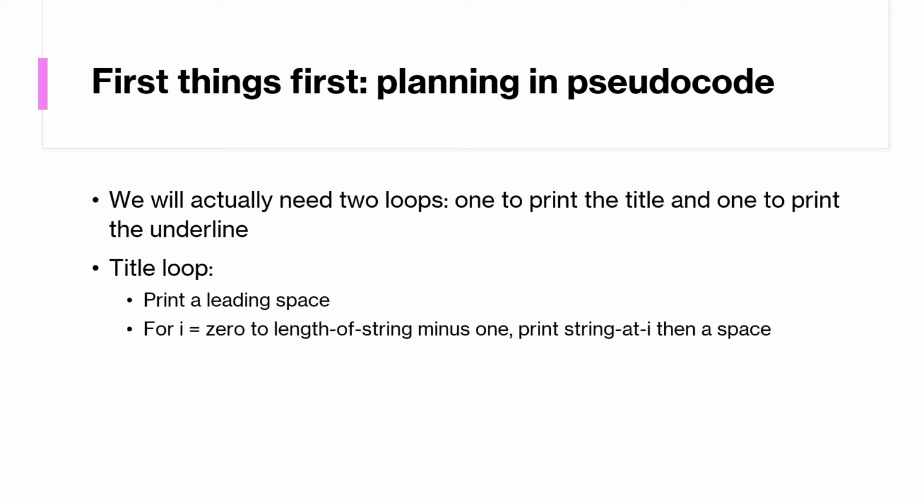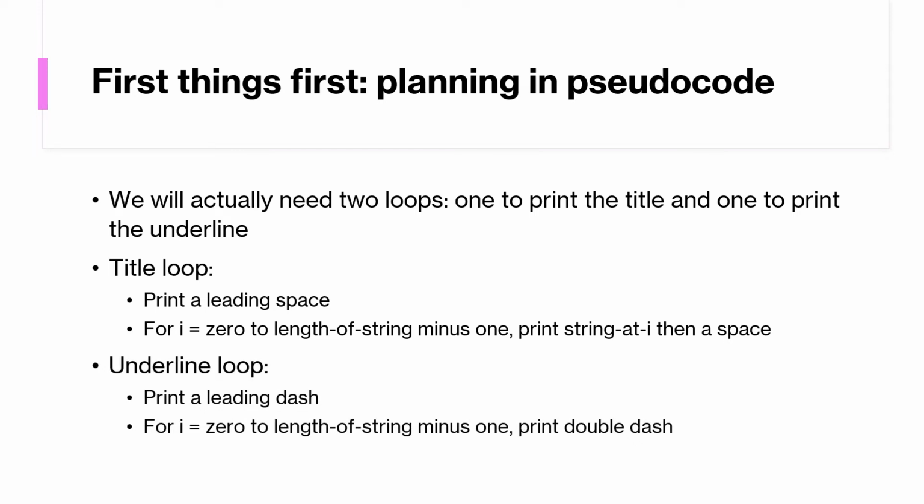And then from i equals 0, which is the start of the string, to length of the string minus 1, and we'll get to why the minus 1 is there in a minute, we're going to print string at i, then a space. So we've got the leading space, and then we've got character 1 space, character 2 space, character 3 space, etc.